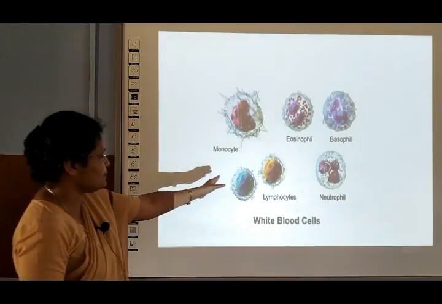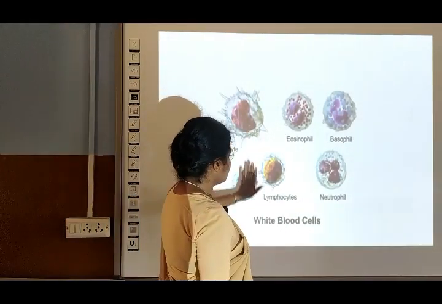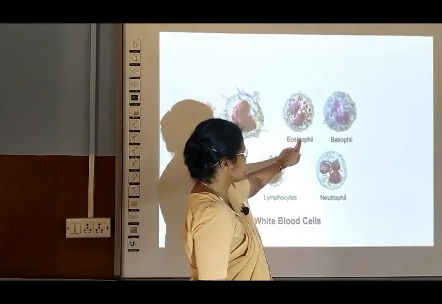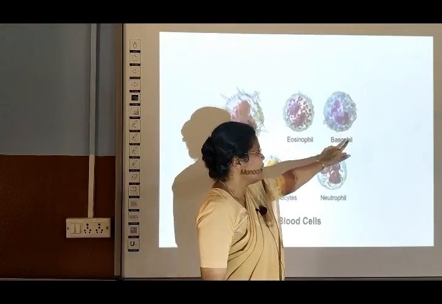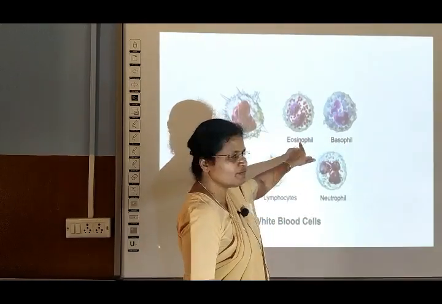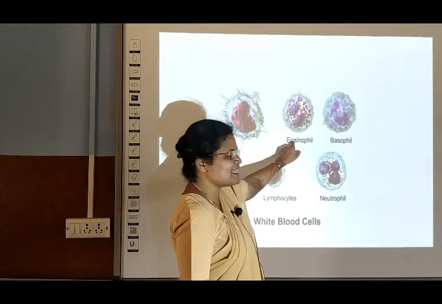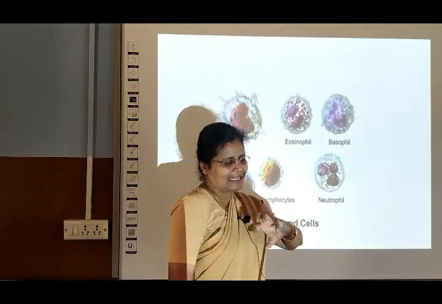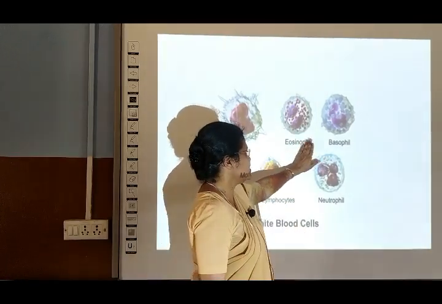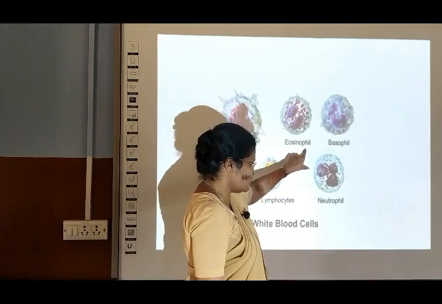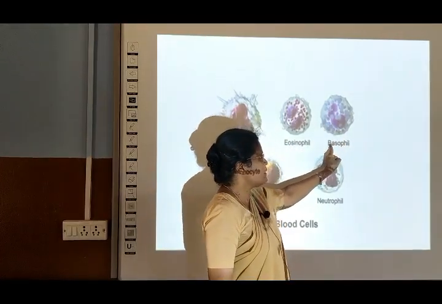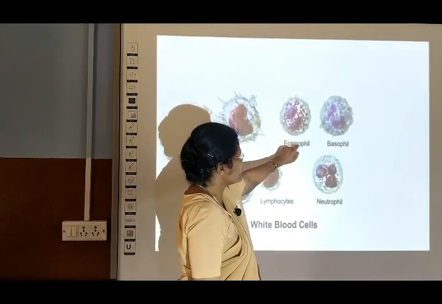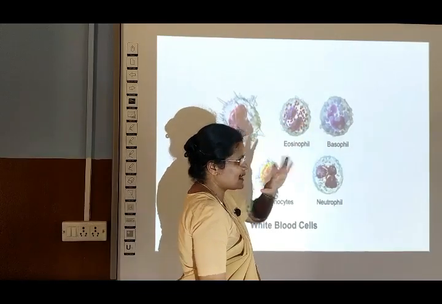See, among the white blood cells, monocytes and lymphocytes are your agranulocytes. Then eosinophils, basophils and neutrophils. I will tell you why it is called eosinophils. Eosinophils because eosin is an acidic dye, so it is also called acidophils. It has a philic affinity. Because it has an affinity towards eosin dye, it is known as eosinophils. If you apply eosin dye, only these cells will be seen, the others will not be seen.